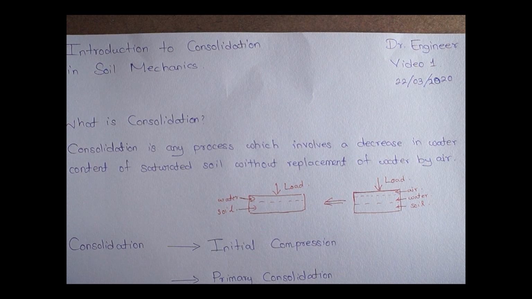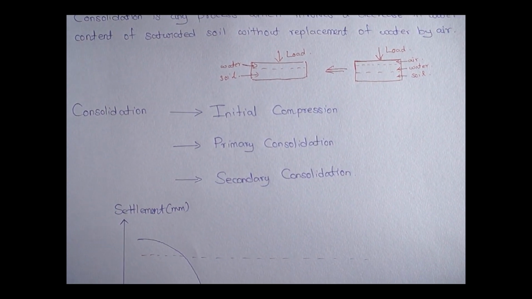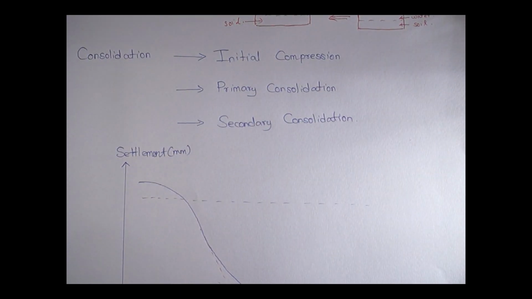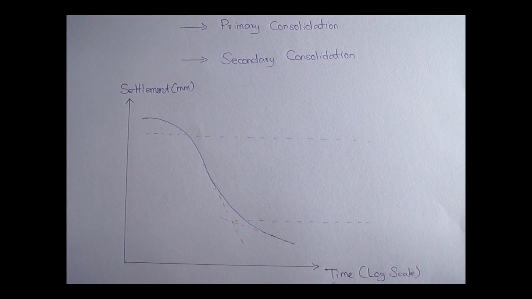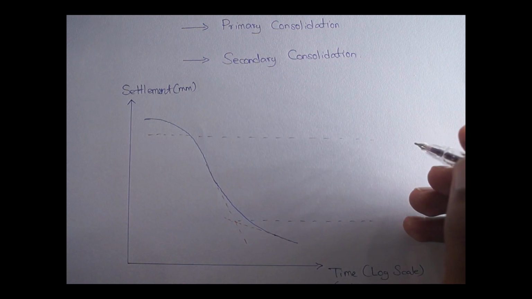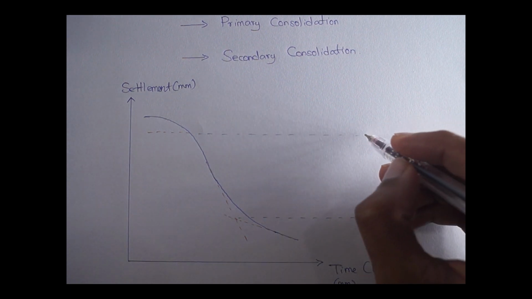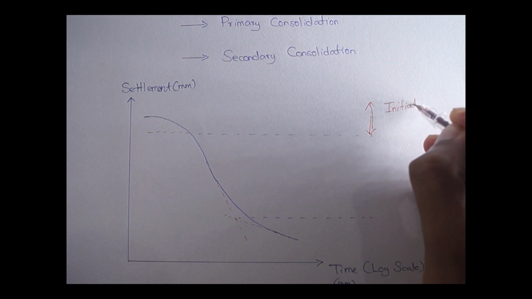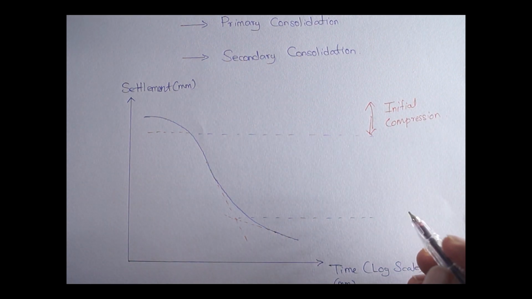So this consolidation process can be divided into three portions known as the initial compression, primary consolidation and the secondary consolidation. So what is initial compression? Initial compression is the amount of settlement which has already occurred due to the previous applied loads. Now when we consider the graph between settlement and time in log scale in semi-log plot, the portion above this line, this is the initial compression which has already occurred due to the load it has previously experienced.